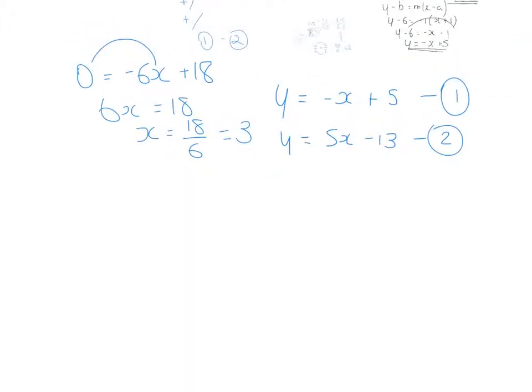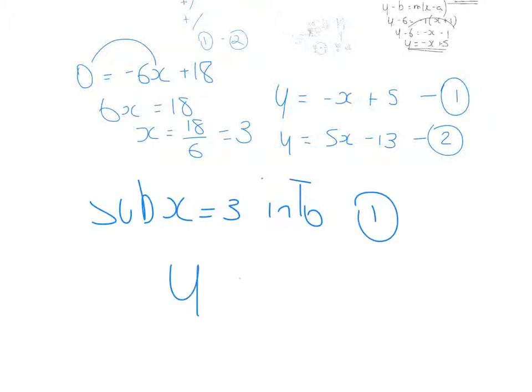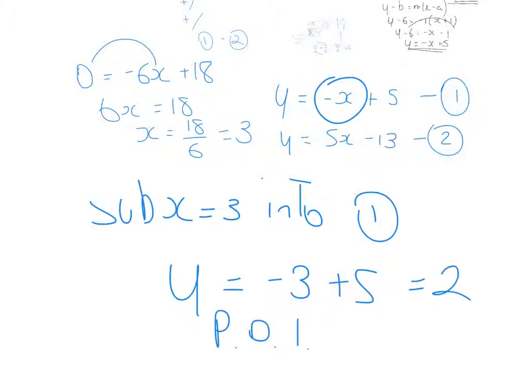I can then sub x equals 3 into one of the equations to find y, and I'm going to put it into equation 1. So that will be y equals, well, if x is 3, then minus x will be minus 3 plus 5, and y is equal to 2. So the point of intersection between both lines is (3, 2).